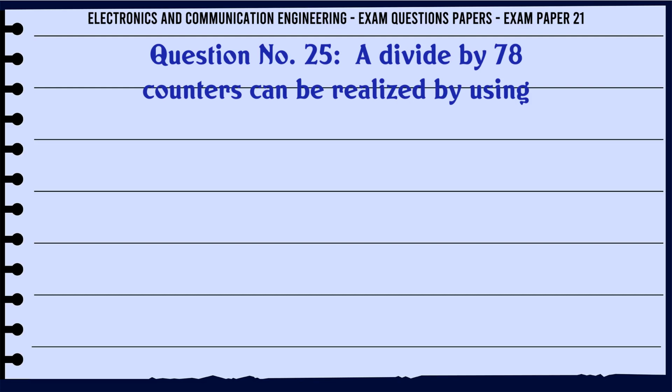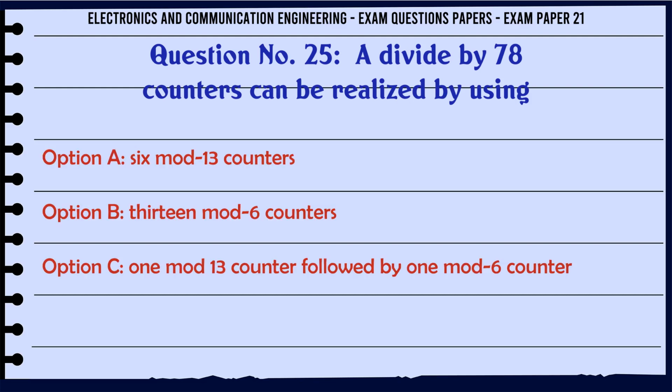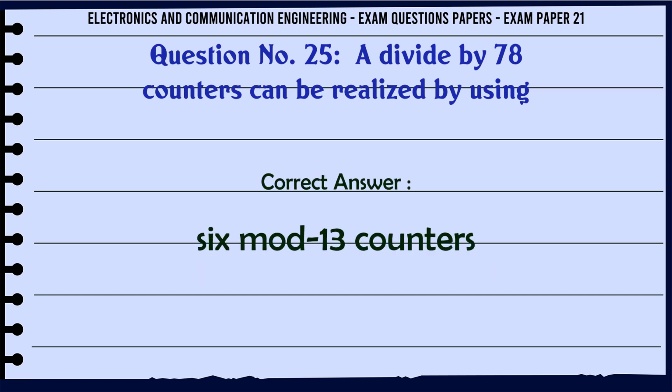A divide by 78 counter can be realized by using: A, 6 mod 13 counters; B, 13 mod 6 counters; C, 1 mod 13 counter followed by 1 mod 6 counter; D, 13 mod 13 counters. The correct answer is 6 mod 13 counters.